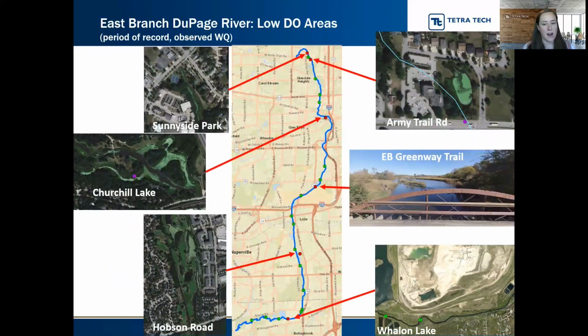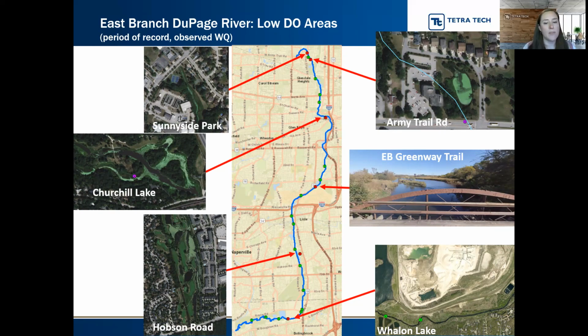So this graphic, I created a map like this for each of the watersheds. What we're looking at here is not so much model results, it's mostly the observed water quality along the main stem of the East Branch. And it's the period of record, so it's not just the model year. There have been improvements in some of these areas over time. That's not necessarily going to be reflected in this graphic.